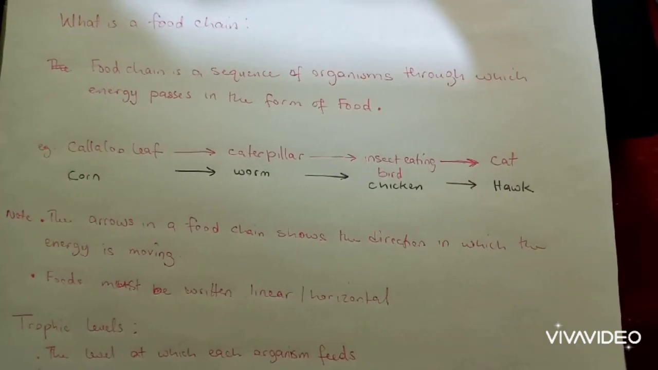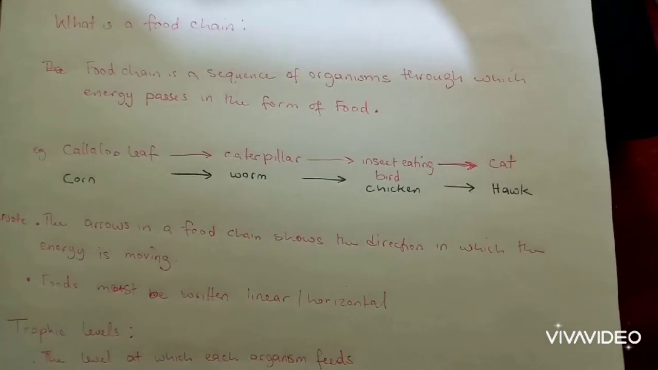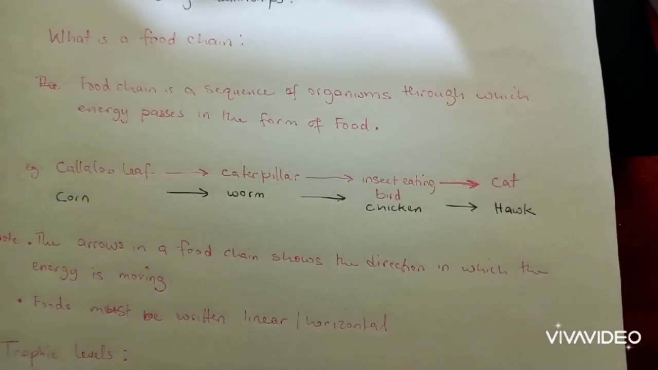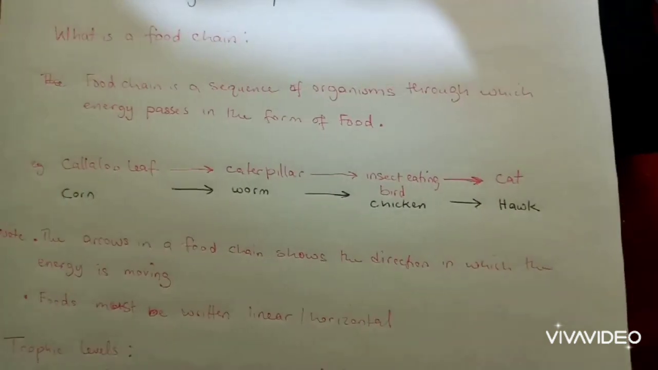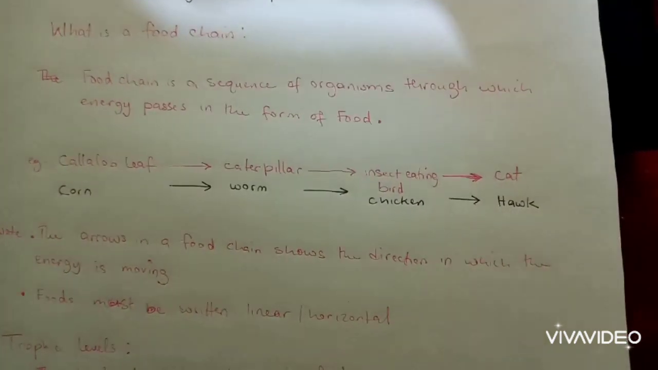So your food chain should always be linear or horizontal. It must be written across the page. And please do not leave off the arrowheads. The arrowheads are important because they depict the direction in which the energy is moving.